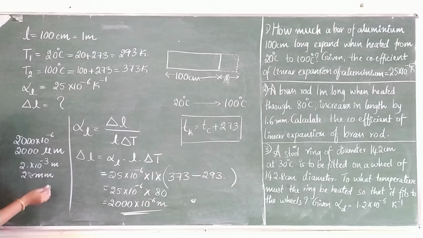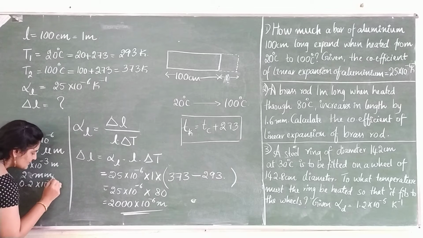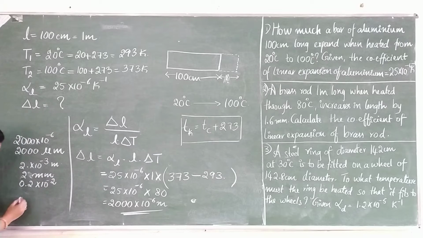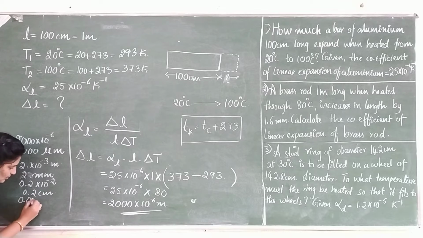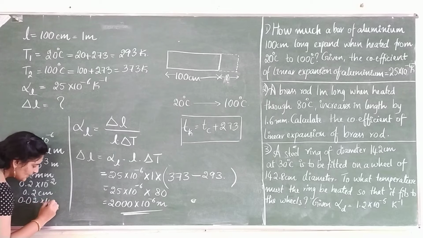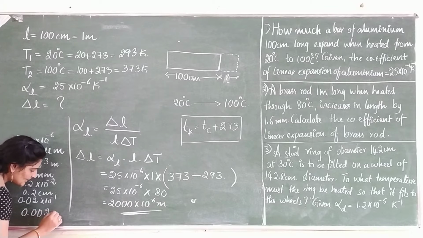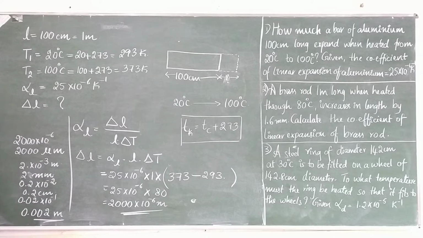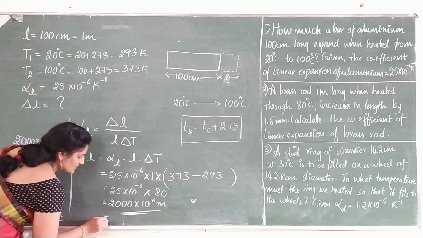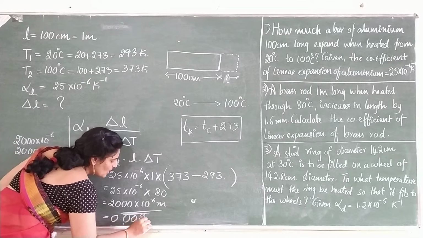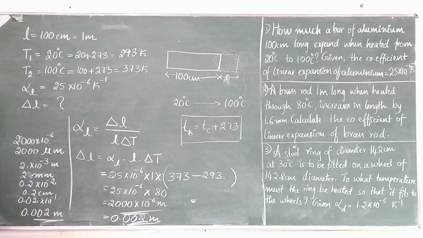Or if you want to write it in meters, if you put the point here, 0.2 millimeter, if you write 0.2 into 10 to the power minus 2, it becomes centimeter. You can write 0.2 centimeter. Or if you write 0.02, into 10 to the power minus 1. Or 0.002, 10 to the power 0, but that is nothing but 1. So the final answer is 0.002 meters. This is the standard answer.